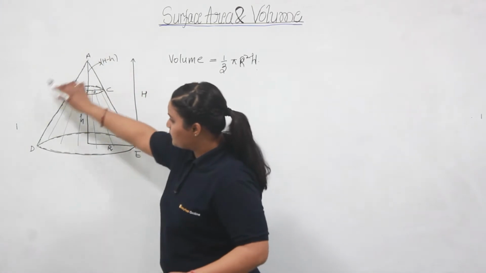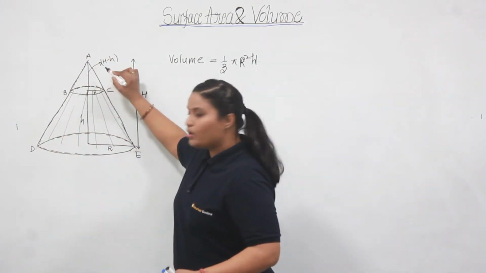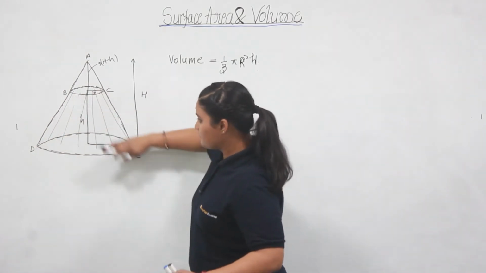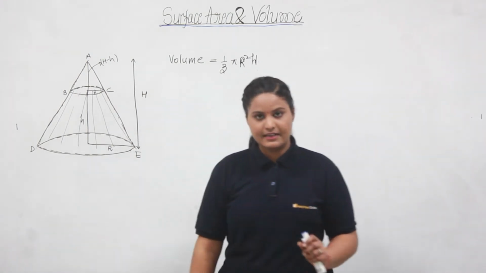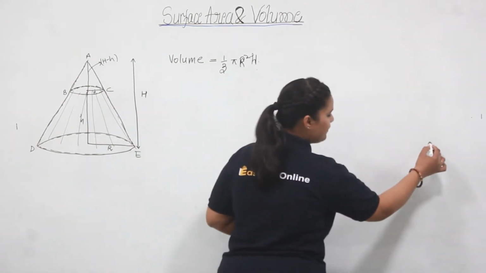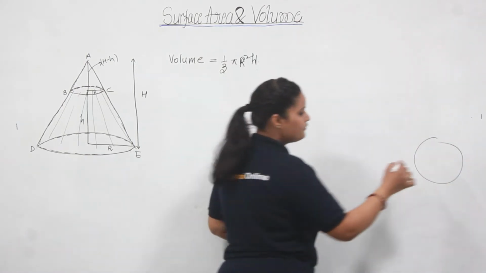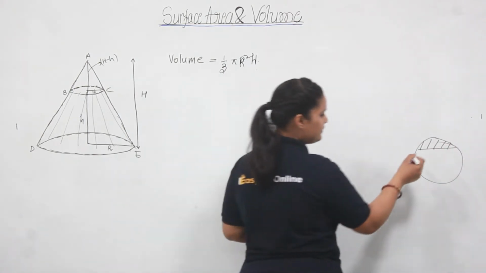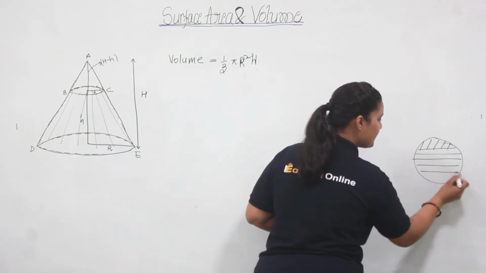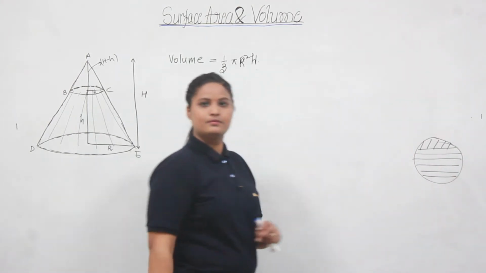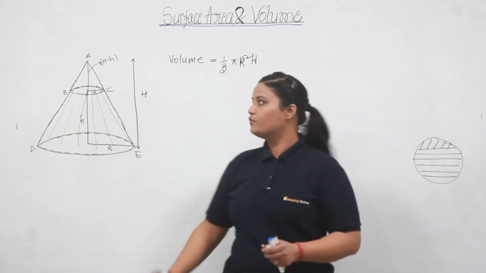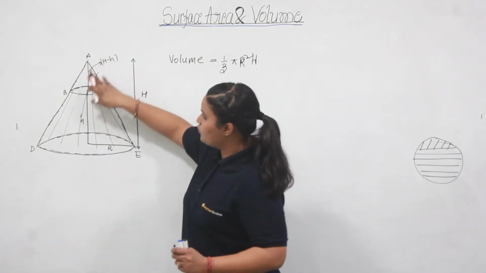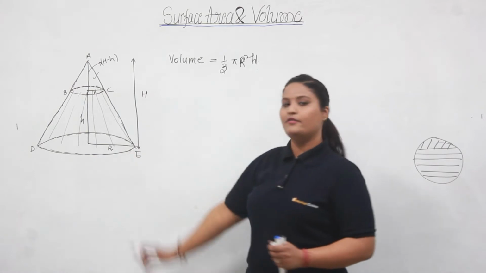If I cut it by a cross section, this is the remaining part of the cone. If I subtract the volume of the small cone from the entire volume, then I will be able to find out the volume of this remaining part. Is that clear? If I have any figure like this and I have to find out the volume of this part, what I have to do? I have to subtract the volume of this one part from the entire volume. In a similar way, I have to find out the volume of this frustum. Then I will subtract the volume of the smaller region from the entire volume.